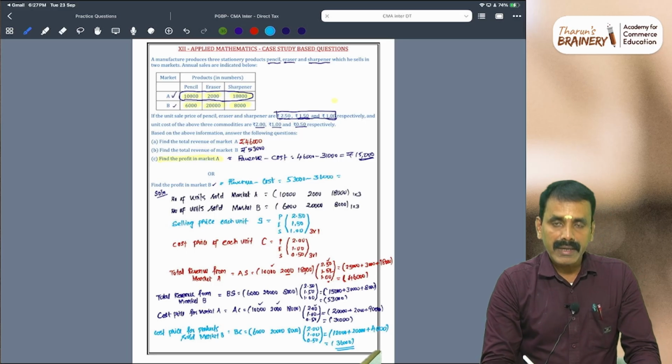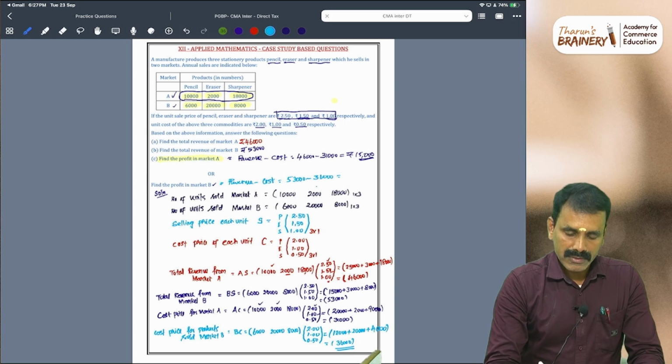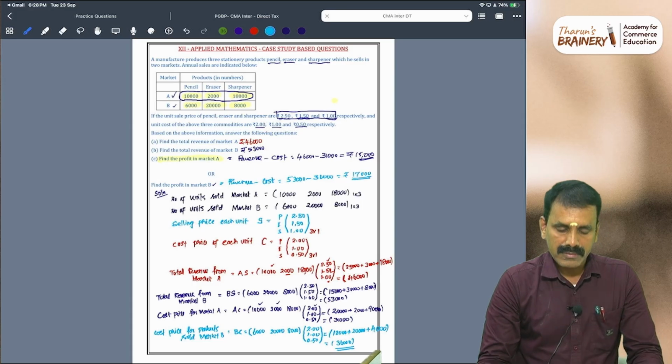So what is the profit from market B? 53,000 minus 36,000. So we subtract. So it is going to be rupees 17,000. So this is the final answer.